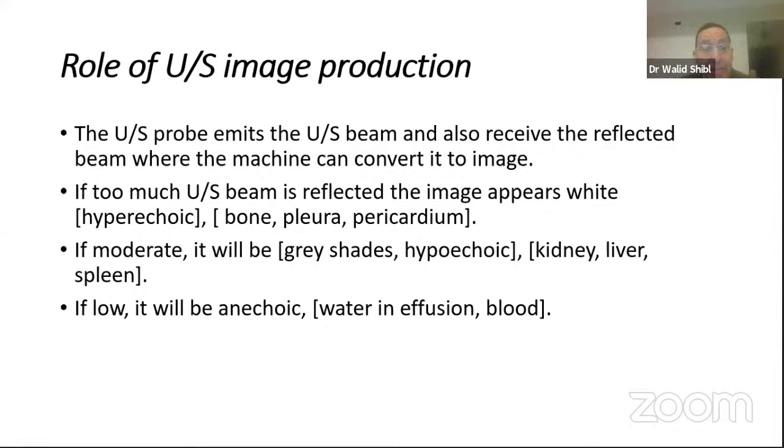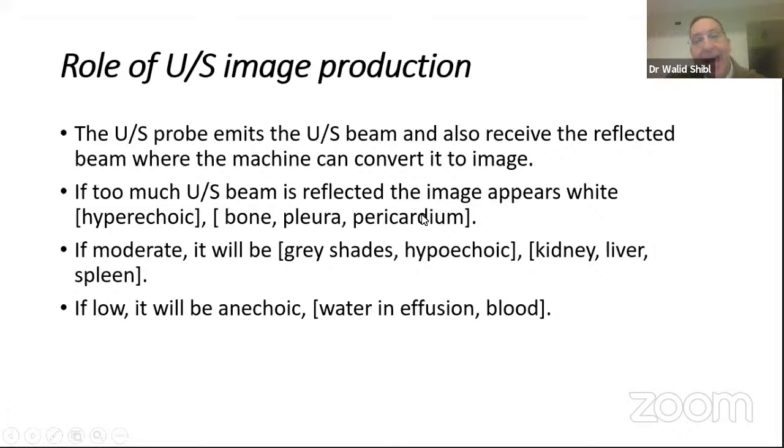Very simply, the ultrasound probe emits an ultrasound beam, and at the same time, this intelligent probe will receive the reflected ultrasound from the tissue. When the ultrasound is emitted to the brain, it will face different structures and get reflection from each structure. The rule of ultrasound is, if too much ultrasound is reflected back to the transducer, the image will appear white, hyperechoic, like bone, pleura, and pericardium.